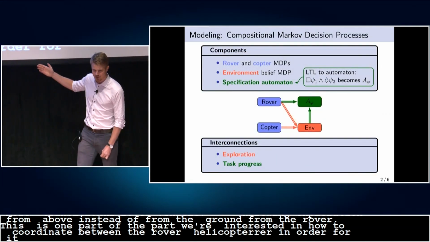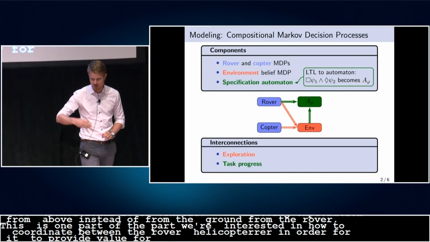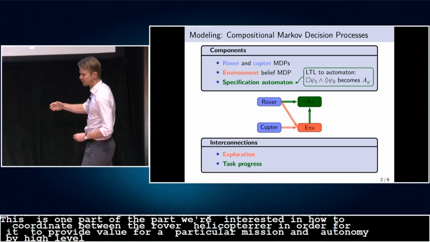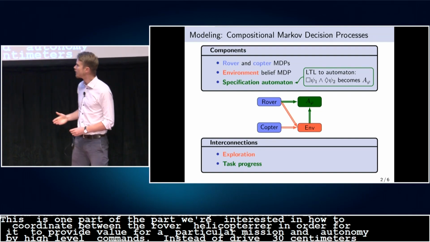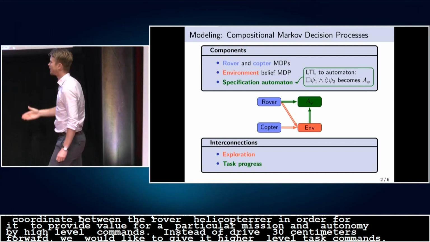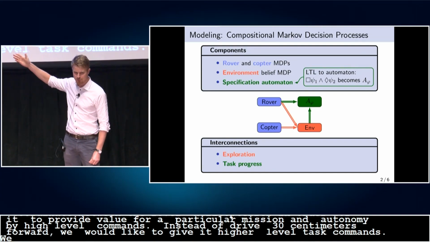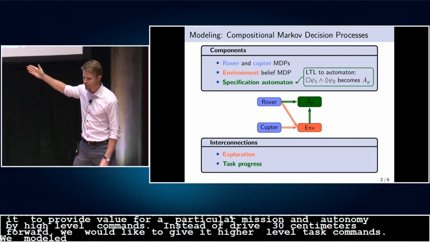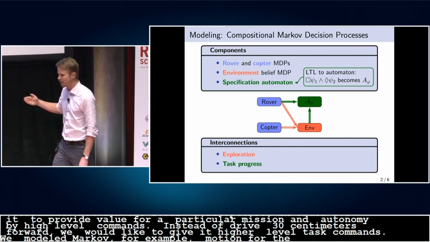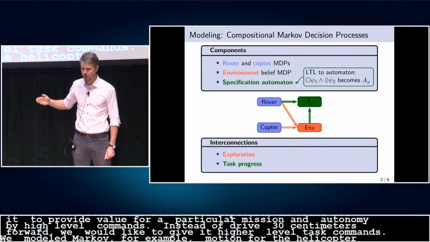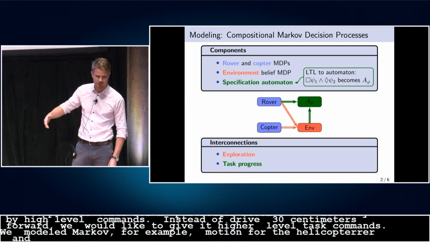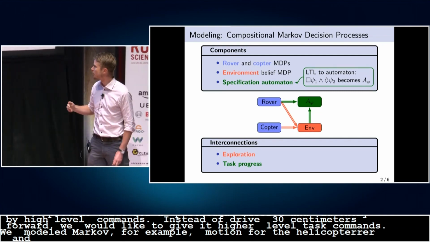And the second aspect is that we would like to improve autonomy by sending higher-level commands. Instead of saying, drive 30 centimeters forward, we would like to give higher-level task commands. We model the system using Markov decision processes of different types. For example, we have two MDPs for motion for the rover and copter. We have a belief MDP for the environment belief that captures what we know about the environment that is unknown or partially unknown at the time of system deployment. And we have a specification automaton that captures a specific task that we want to achieve with the system.